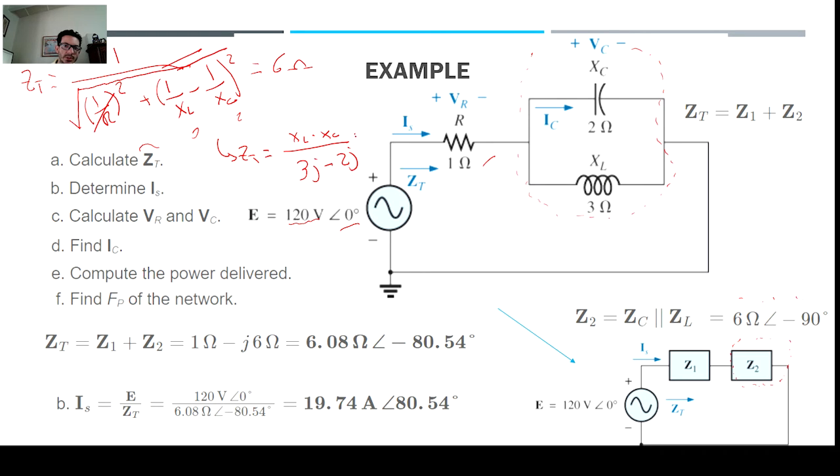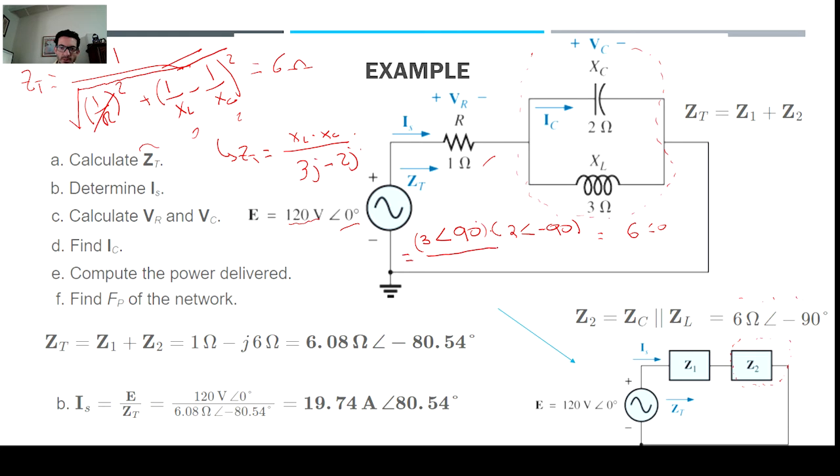Therefore, if I follow this line here, the inductance is 3 ohms at a phase shift of 90 degrees, and the capacitance is 2 ohms at a phase shift of negative 90 degrees. So notice that multiplying phasors, 3 times 2 equals 6, and 90 minus 90 is 0.